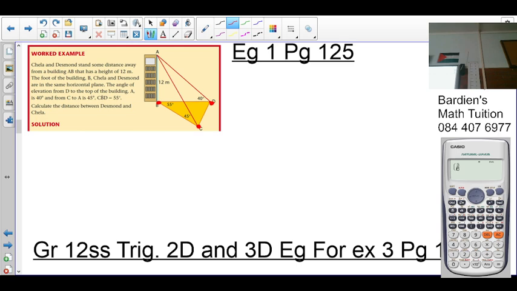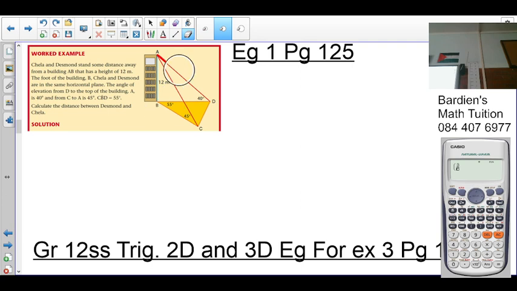The angle of elevation from D to the top of the building A is 40 degrees. Can you see it? D is 40 degrees. And from C to A is 45 degrees. You all see that? Then we are told that angle CBD is 55 degrees. Calculate the distance between Sheila and Desmond. So in other words, I'm working out CD. Can you see that, people?